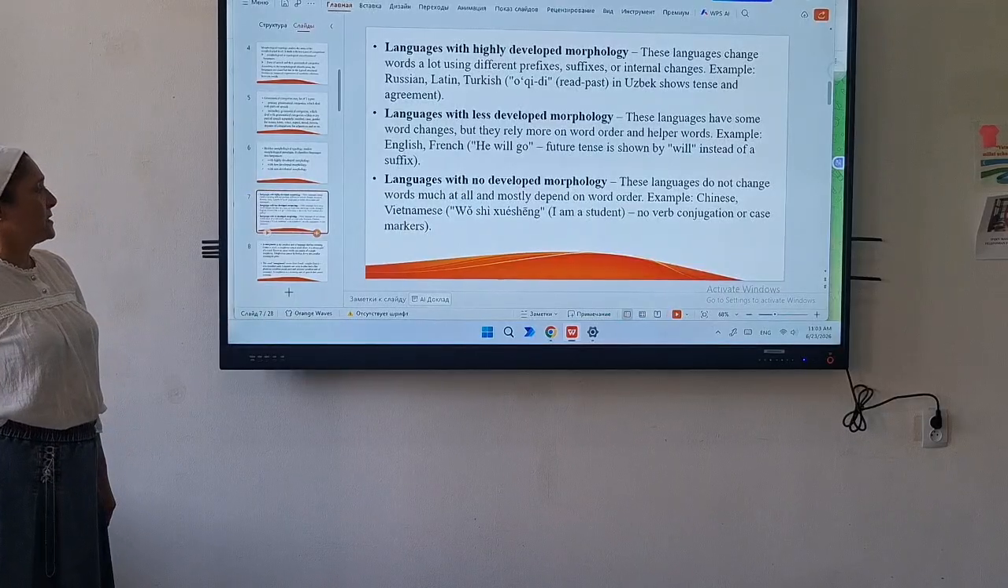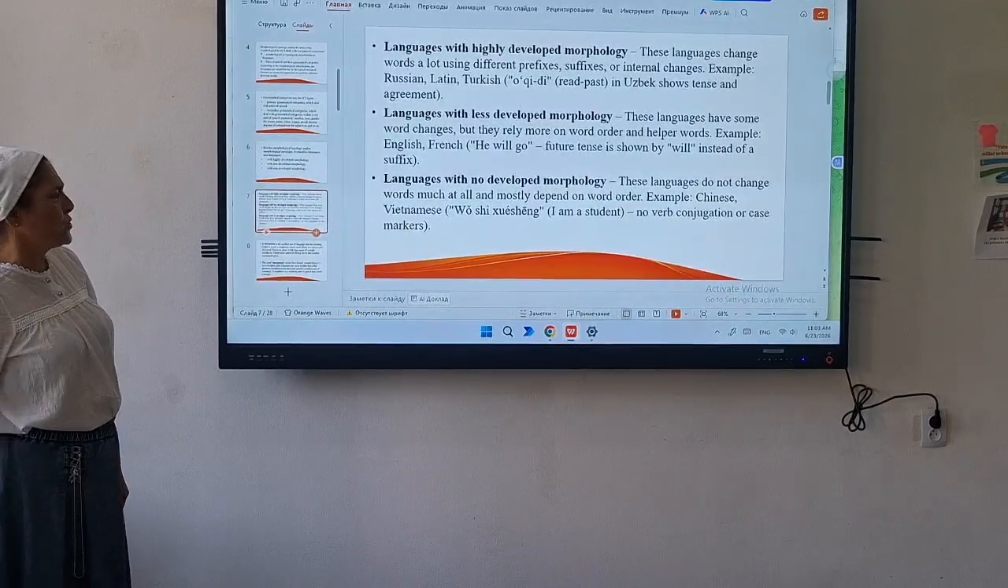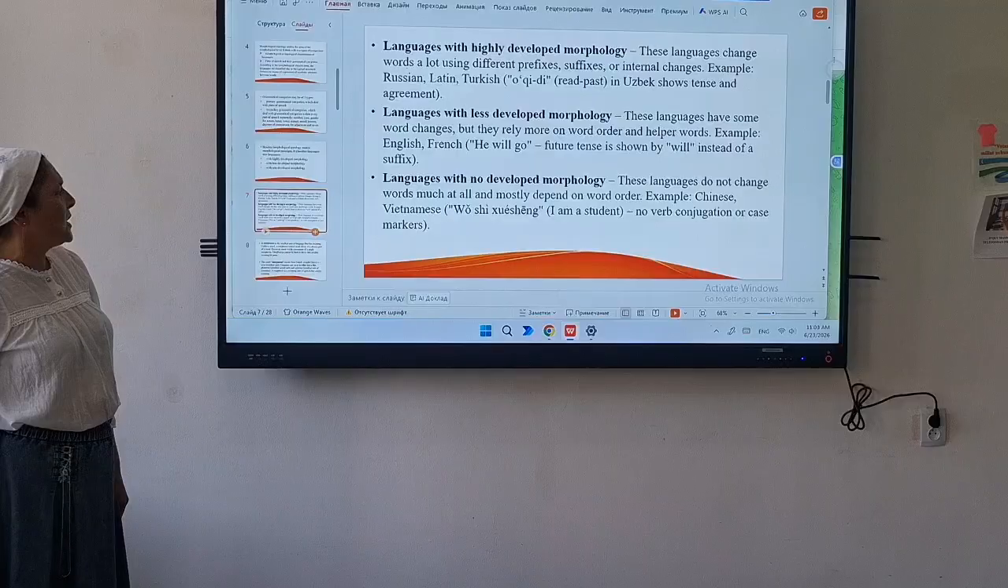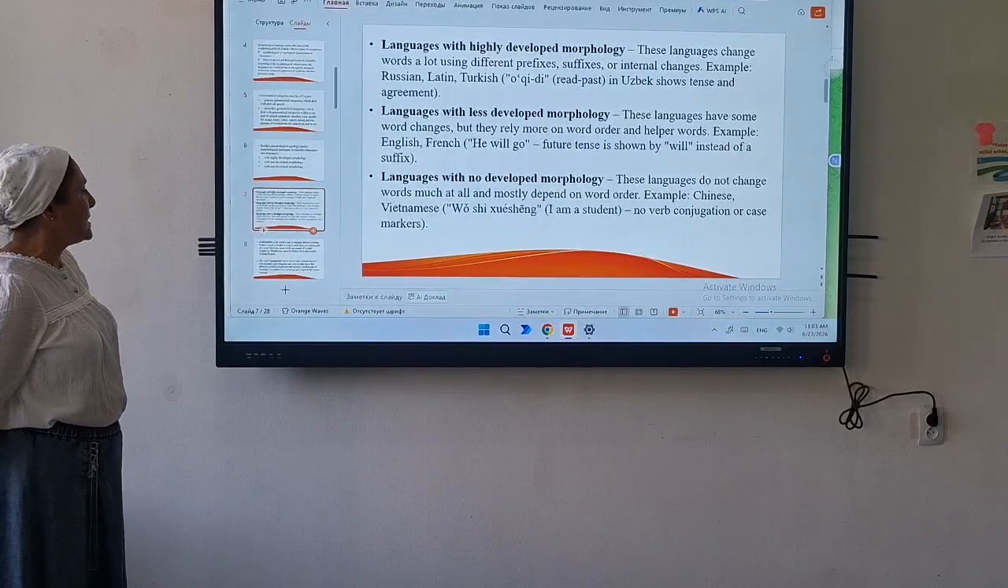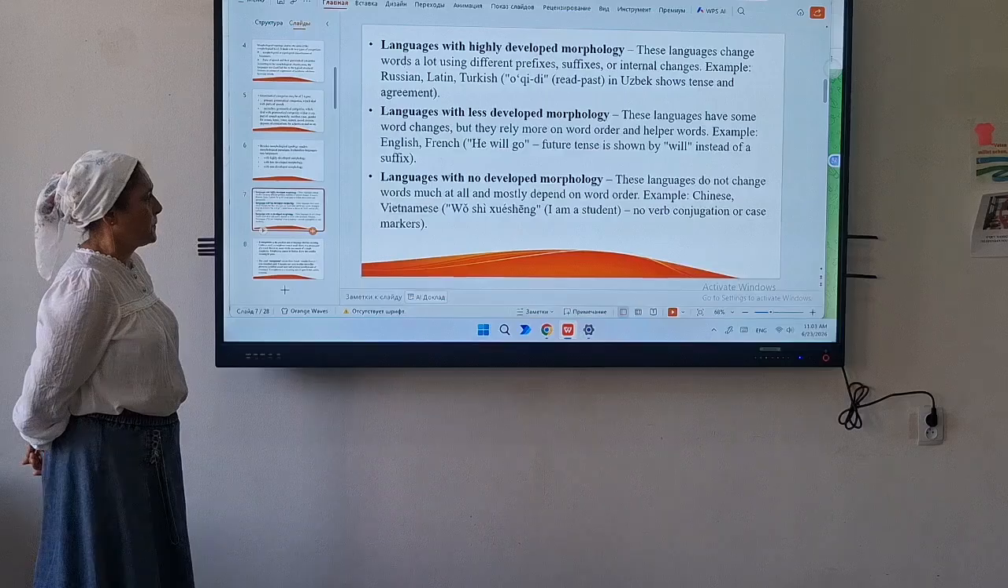Languages with non-developed morphology. These languages do not change words much at all and mostly depend on word order. For example, Chinese or Vietnamese languages.